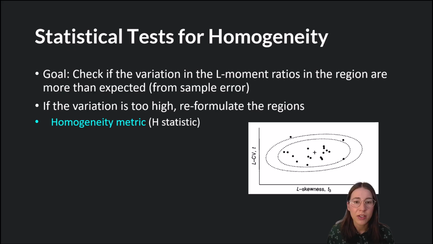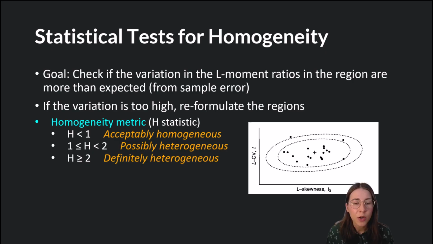The first test we'll talk about is called the H statistic, which is a homogeneity metric. If H is less than 1, we can say that the region is acceptably homogeneous. If H is between 1 and 2, it's possibly heterogeneous, and if H is greater than 2, it's definitely heterogeneous, and we need to go back and reformulate the region. The homogeneity metric is a measure of how similar the sites are to each other within the region. This is helpful because it produces a single statistic that tells us whether a region has too much variability. The Hosking and Wallace book provides a lot more information about the H statistic and how it's calculated if you wish to learn more.